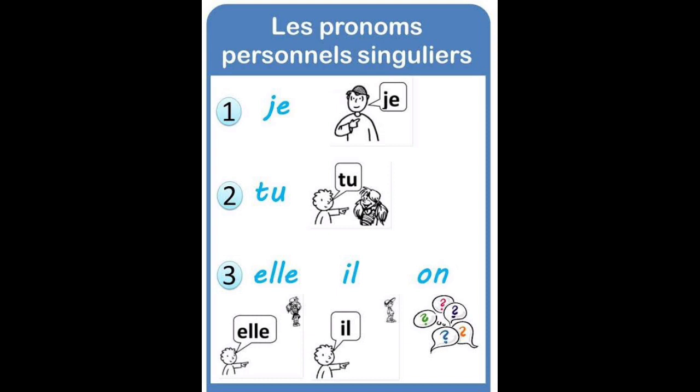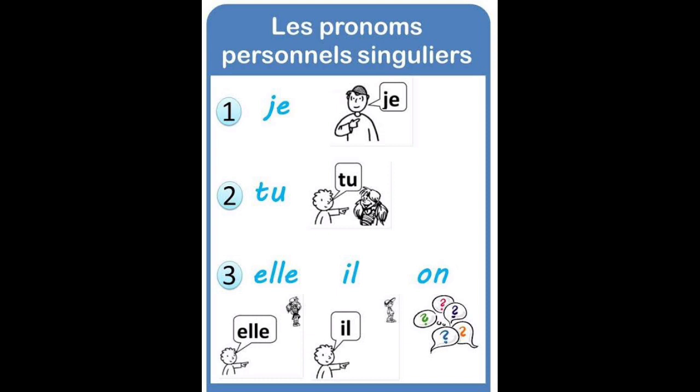The third person contains 3 pronouns. The first is elle. When we talk about a girl, we say elle. In English is she. When we talk about a boy, we say il. The equivalent in English is he. And we have the indefinite pronoun, which is on.